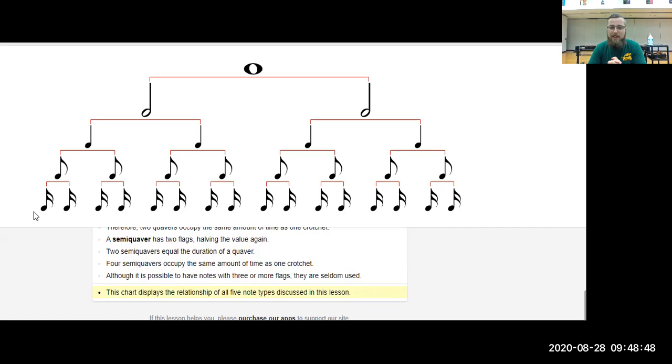Now, we have spoken about the names of what each of these notes are called, you know, whole note, half note, quarter note, eighth note, 16th note. We talked about the note duration of them, 4 beats, 2 beats, 1 beat, half a beat, quarter beat, all right? Now we need to actually start looking at the performance of these. So that's going to be in the next video.